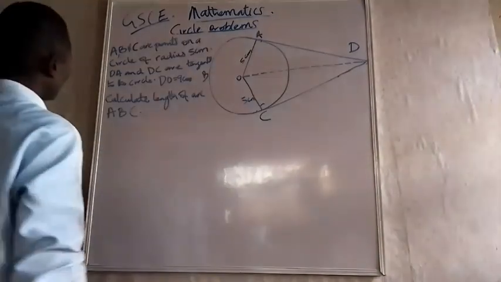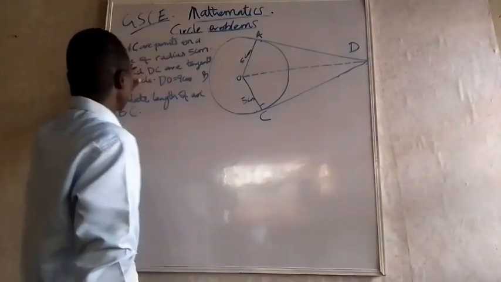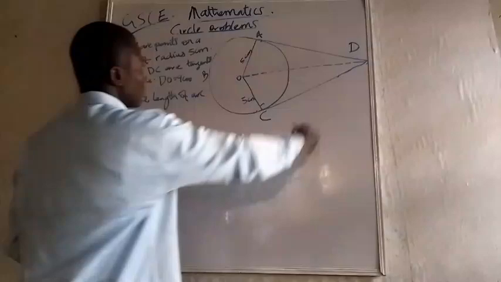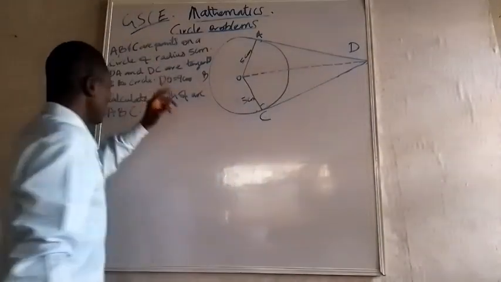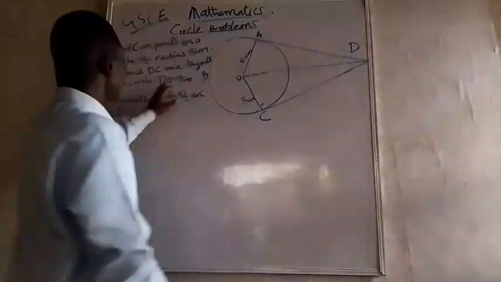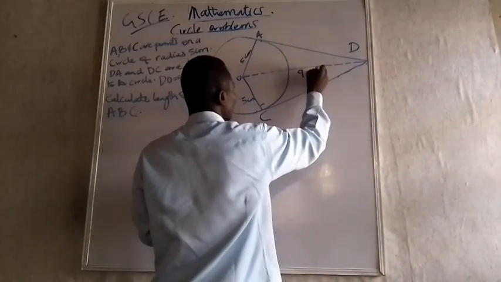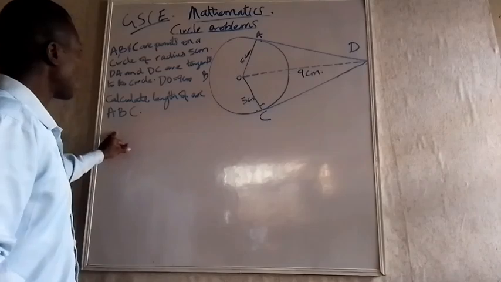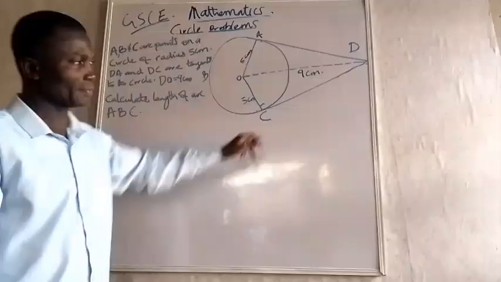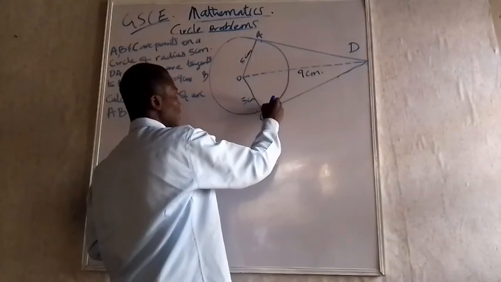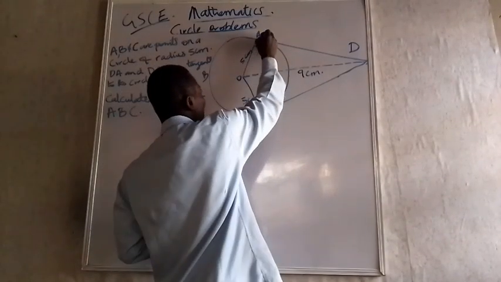We have another one. A, B, and C are points on the circle of radius 5 centimeters. DA and DC are tangents to the circle. DO is 9 centimeters. Calculate the length of arc ABC. Here now, very simple. We know that the angle between this place and this place is 90 degrees. The angle here is 90 degrees.